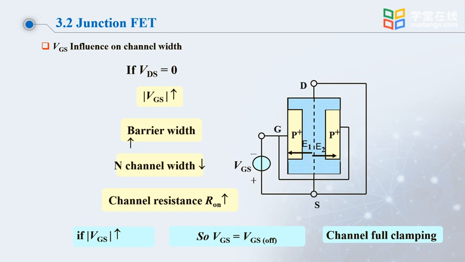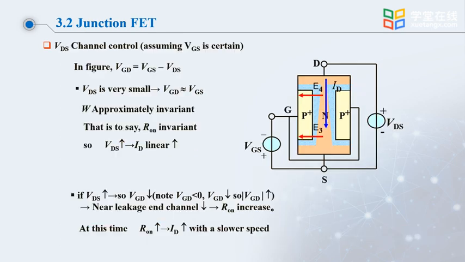But it is impossible to conduct current between leaks. This is the effect of the gate voltage on the channel of an N-channel junction FET. So take a look at the control of the drain voltage VDS on the channel. We say that for N-channel junction FETs, the gate G has the lowest potential, then the source. The potential of the drain is greater than that of the source. This ensures that it forms a reverse bias between the gate and the drain.